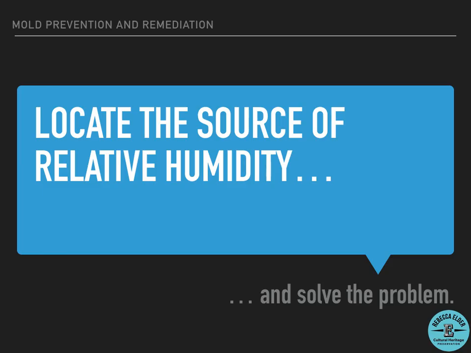Next, you need to locate the source of the relative humidity and solve the problem. As long as you have a relative humidity problem, you have a mold problem. So look first for obvious sources of moisture, like water leaks and problems with your HVAC system. Reduce the humidity in the affected area, so turn on your air conditioning, add fans, add portable dehumidifiers.